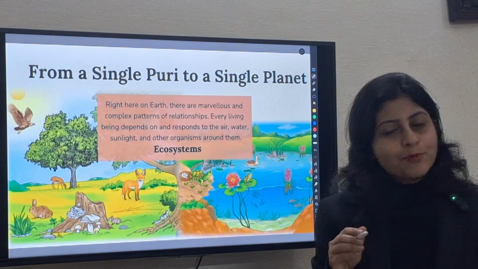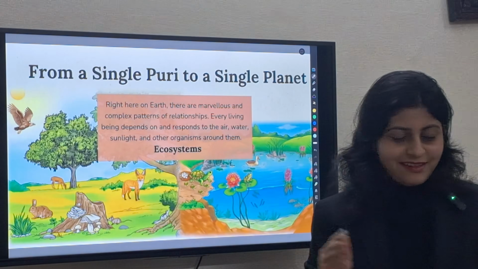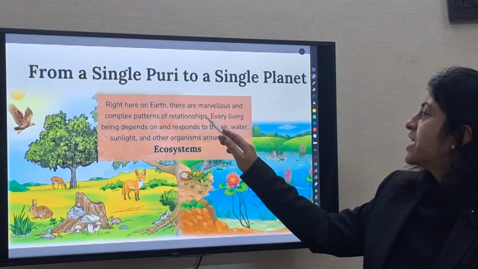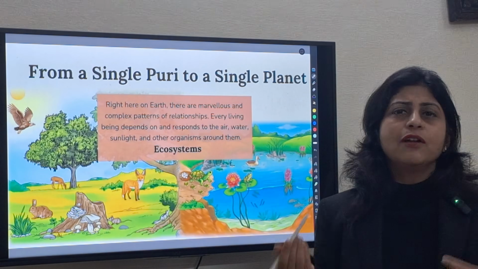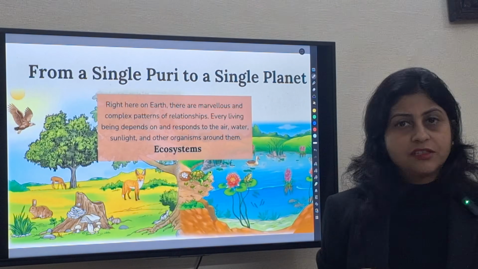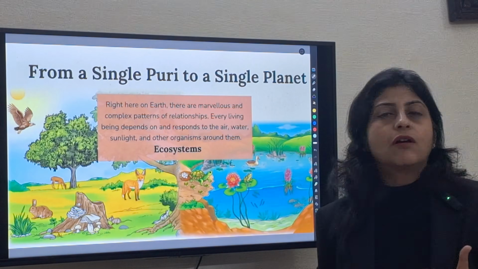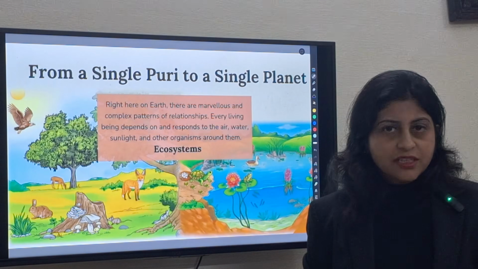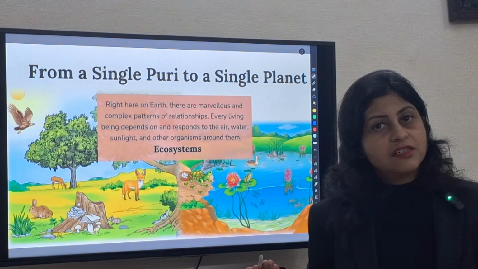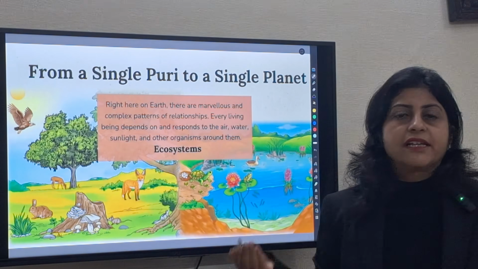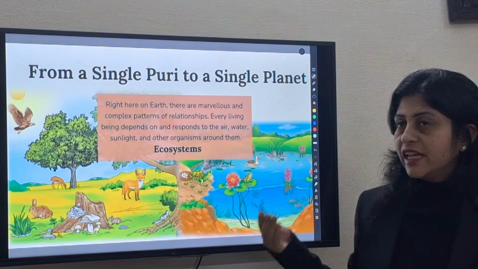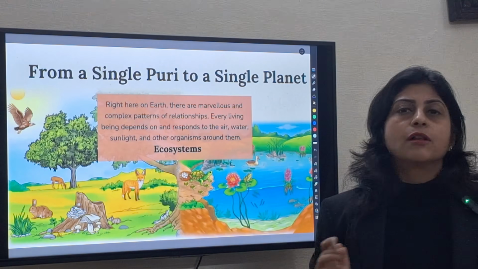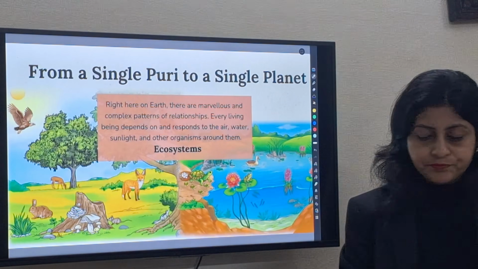Now, from a single puri to a single planet. Right here on Earth, there are marvelous and complex patterns of relationships. Every living being, we all, are dependent on each other, whether it is plants or animals or other living organisms. We all are dependent on the physical sources of nature, like sunlight, water, atmosphere. So, what does it all make? This all makes the ecosystem.